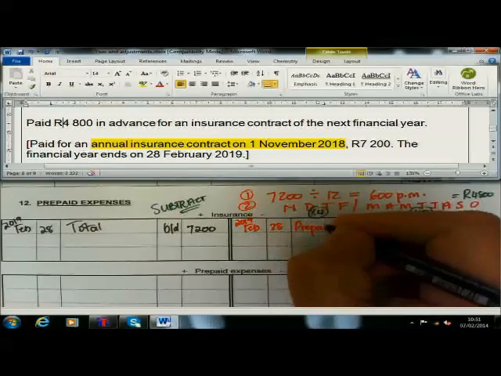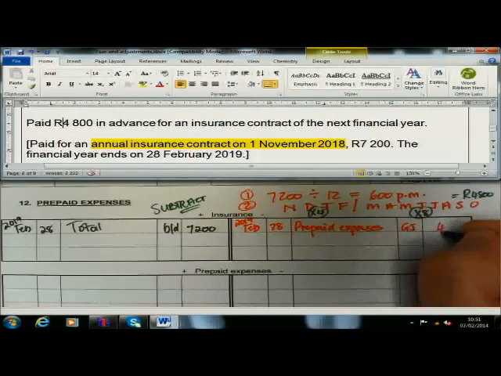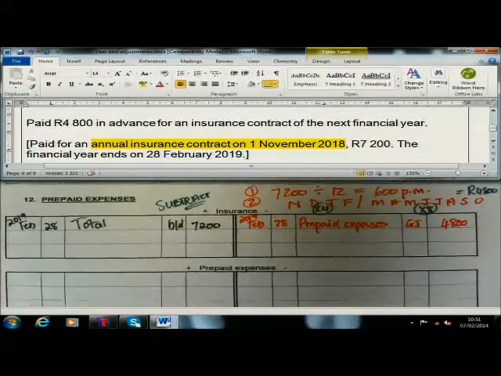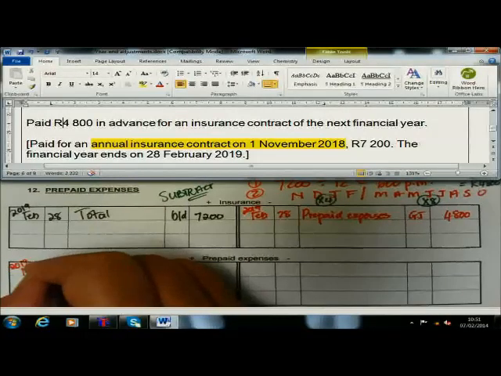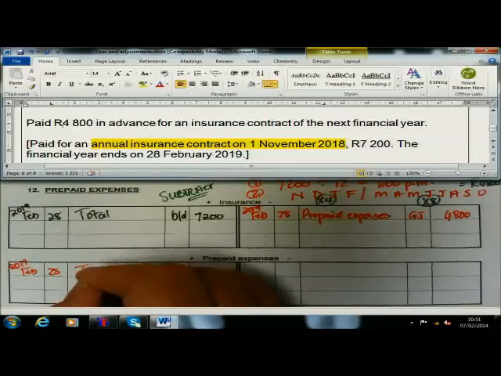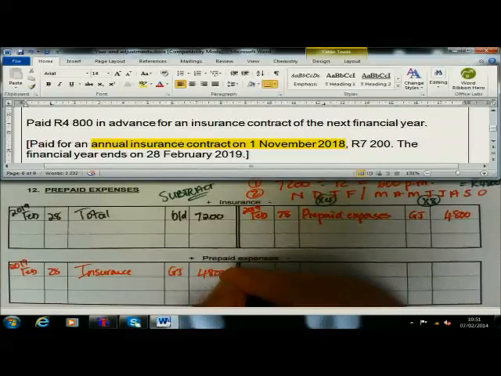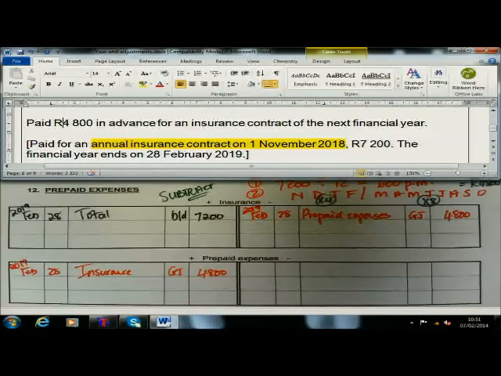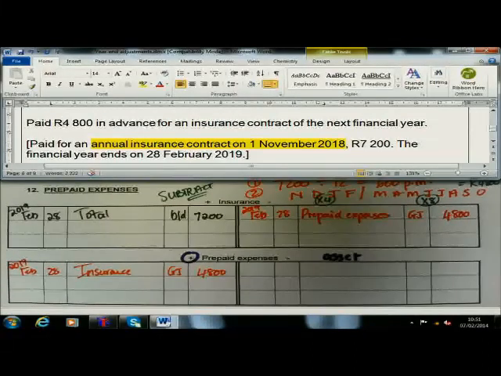Prepaid expenses. GJ, and you take out 4,800 rand of that 7,200 that was meant for next year. 2019, February 28. Insurance. GJ, 4,800 rand. What is this for the business? This is an asset because somebody owes you the service. You already pay for the service. You already pay for insurance for the forthcoming 8 months. And so they owe you the service.